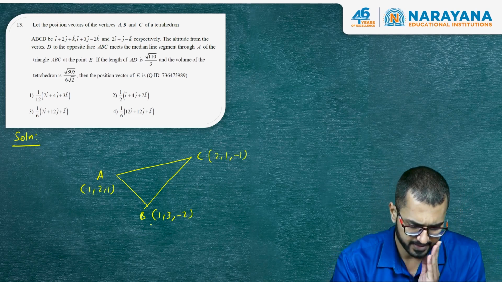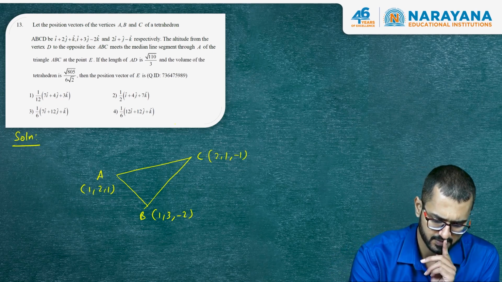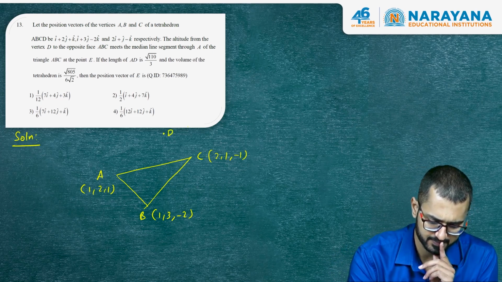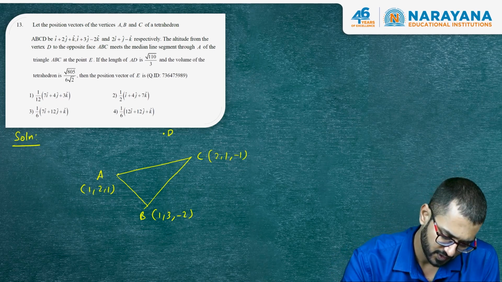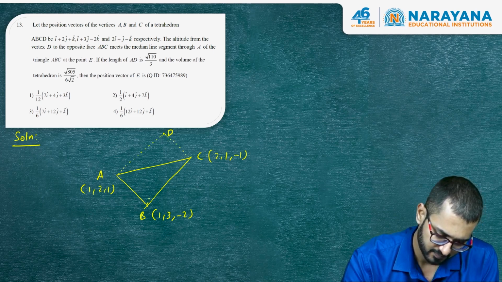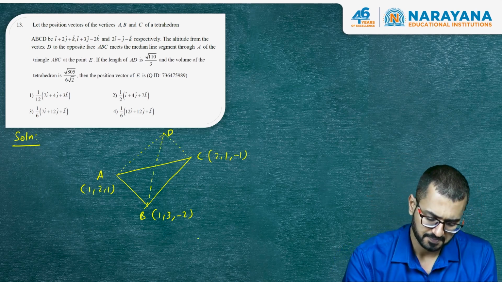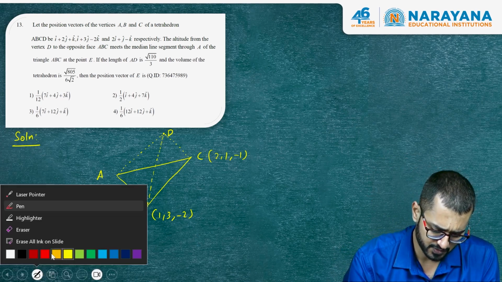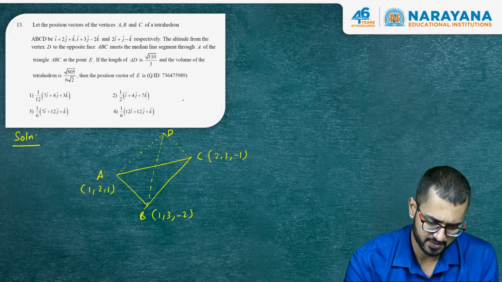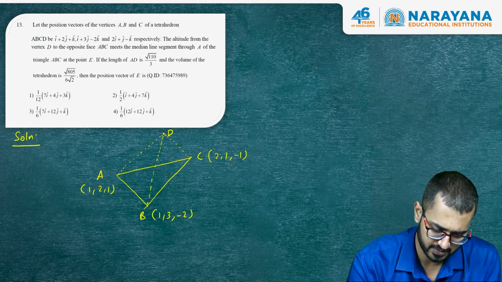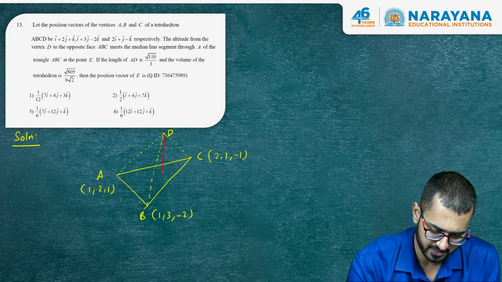And now D is some other vertex like this, so that it should look like a tetrahedron. So basically you are seeing this version projected. Now we have to drop the altitude from this. So they are saying the altitude from the vertex D to the opposite face. So it's like this. This is my altitude here.